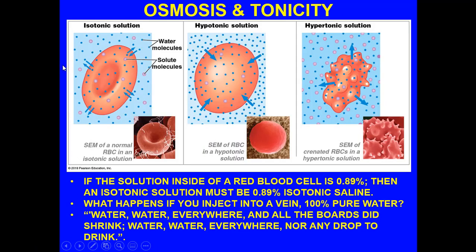And if you look at this, you can see this very clearly. Isotonic: same concentration inside and outside of solutes and water molecules. Although you have water going in and out, it's all balanced out. If I take a red blood cell and put it in a hypotonic solution like pure water, the water rushes in, the red blood cell loses its biconcave shape, fills up like a balloon, and then bursts.